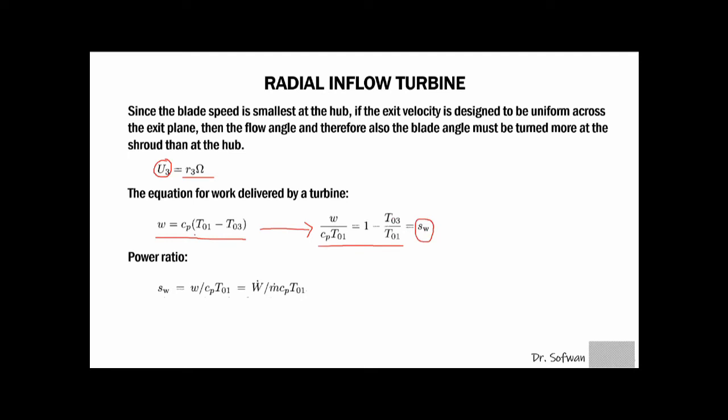If we rearrange the work delivered by the radial inflow turbine in this term, we get SW, the specific work intensity. Specific work intensity is equal to W over Cp, or capital W dot over m dot Cp, which gives the power ratio of the turbine. So from the work delivered by a turbine, by cleverly rearranging the equation, we can get the equation for power ratio.